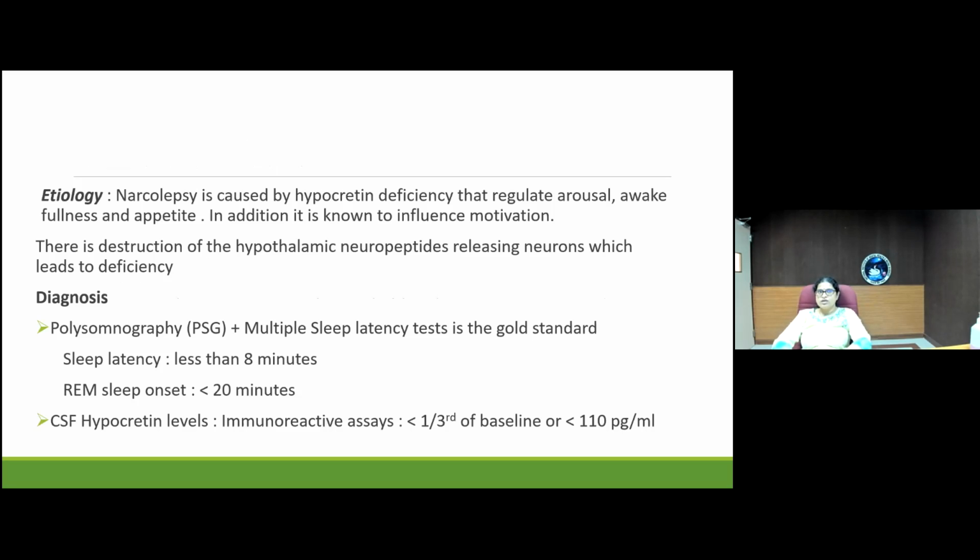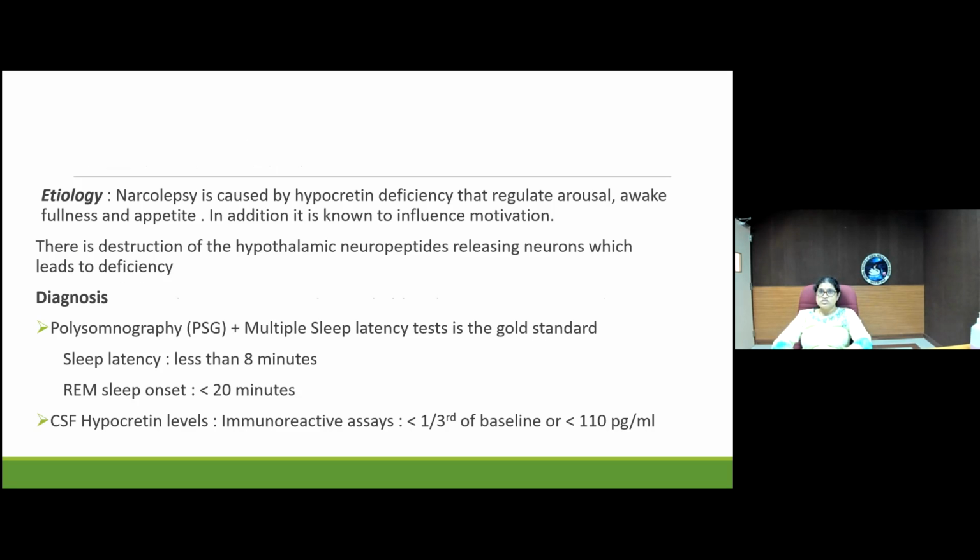So etiology. Like in its nomenclature itself, narcolepsy or hypocretin deficiency is there. So narcolepsy is caused by hypocretin deficiency. Hypocretin is involved in regulating arousal, wakefulness, and appetite of an individual.